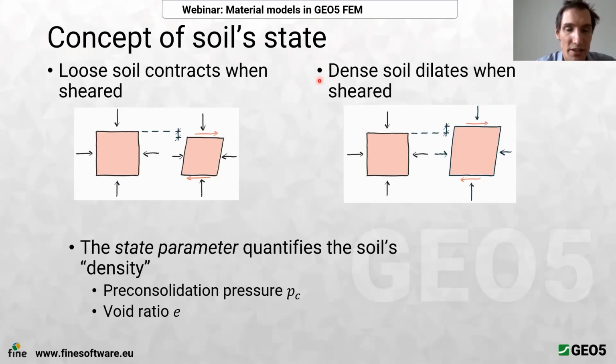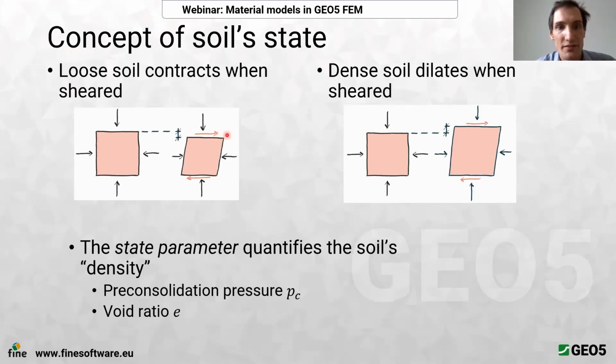So if you imagine some granular material, let's say sand, and you have this sand in a loose state. You can load this material by some isotropic stress, these 4 forces, and when you start shearing, it contracts. So there are some volumetric strains or volumetric changes that are brought to this specimen by just this shearing.